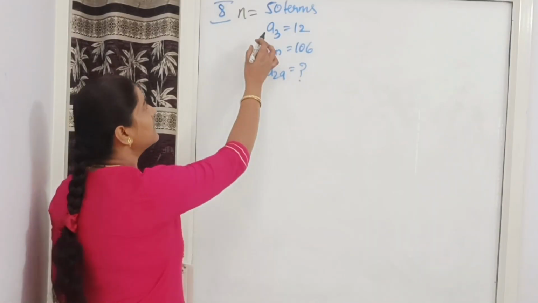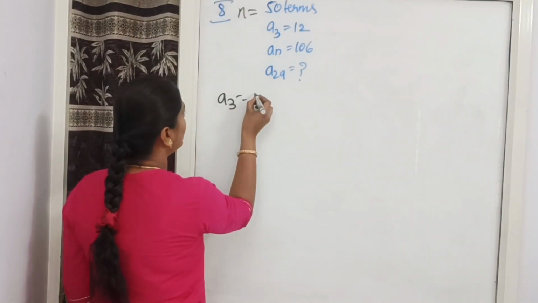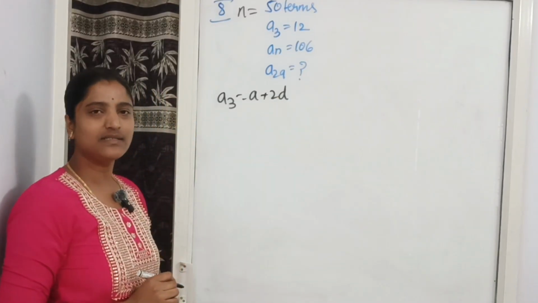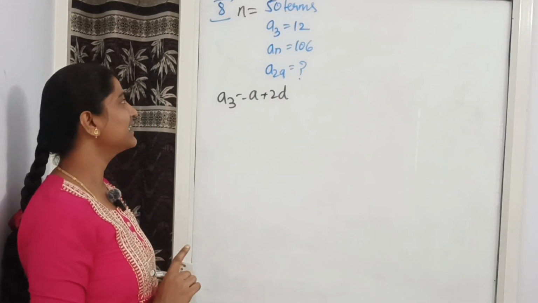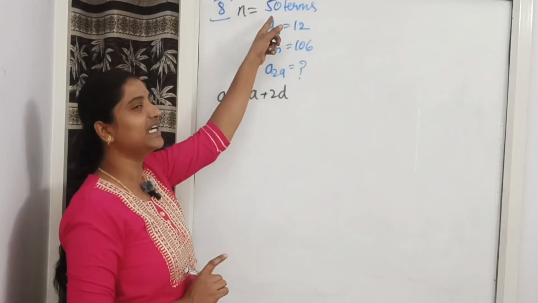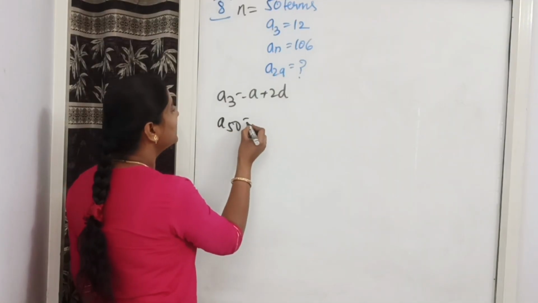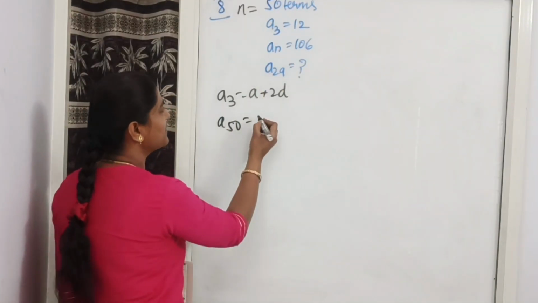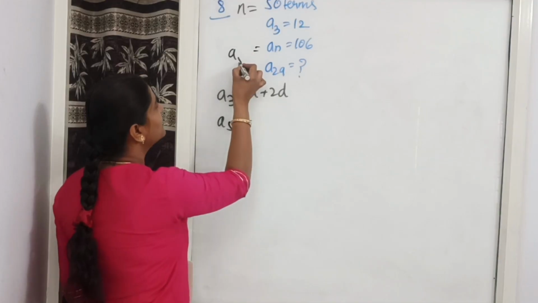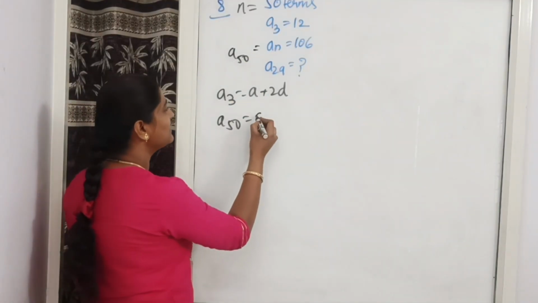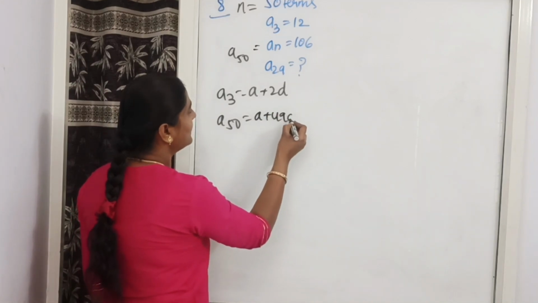Okay, so what did they give? A3 is nothing but A plus 2D, isn't it? Only one is there. Check the other clue. What did they give? The number of terms is 50. So that means they gave the 50th term. Is that only the last one? Yes, this is the 50th term, that is 106, the last term. So A50 is nothing but A plus 49D.